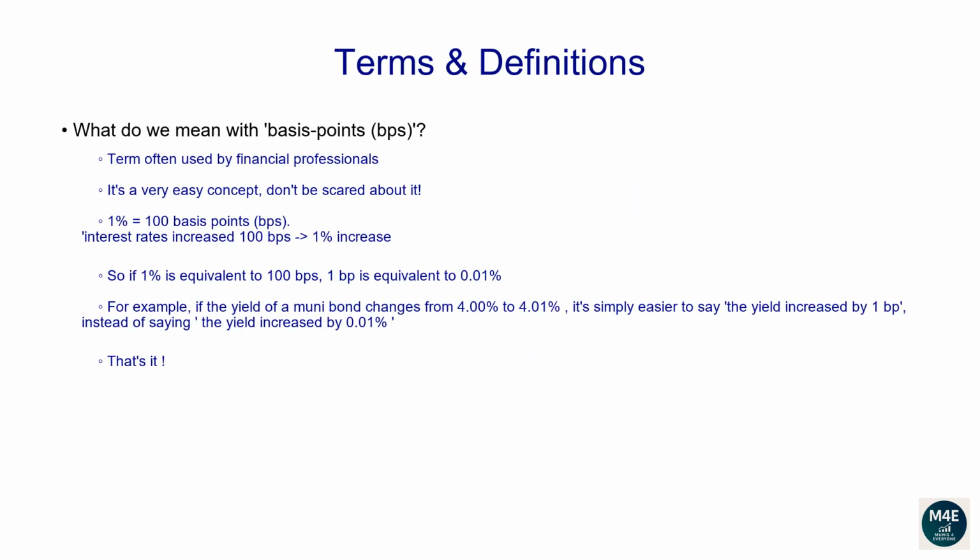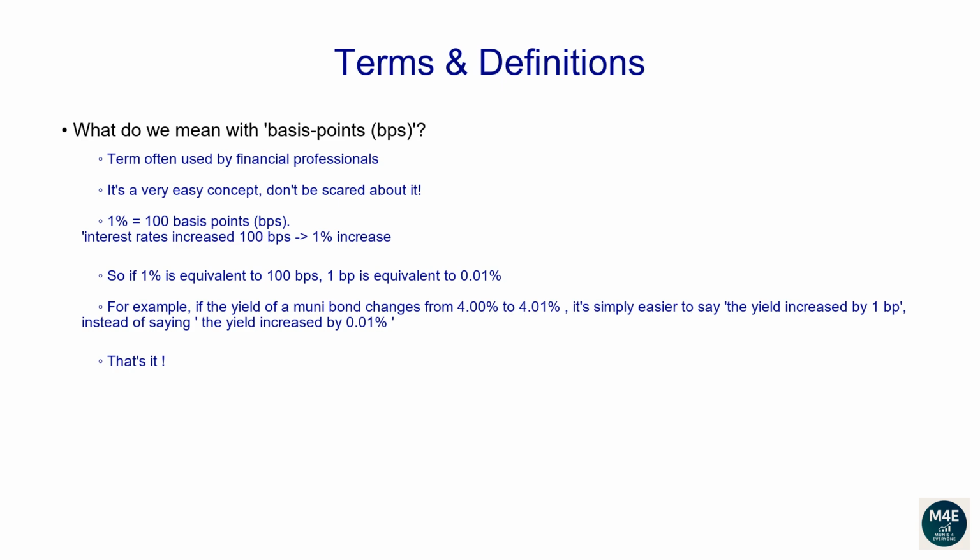What do we mean with basis points? Basis points. This is a term often used by financial professionals. It's a very easy concept. Don't be scared about it. 1% equals 100 basis points. Interest rates increased 100 basis points, meaning a 1% increase. So if 1% is equivalent to 100 basis points, 1 basis point is equivalent to 0.01%.